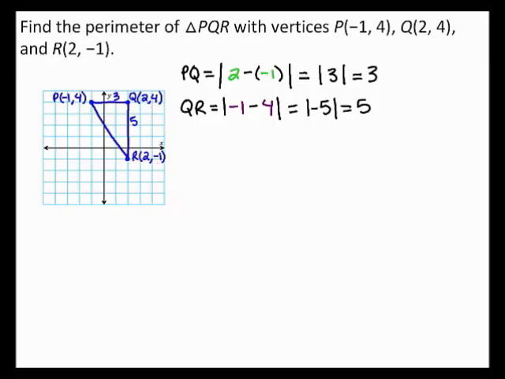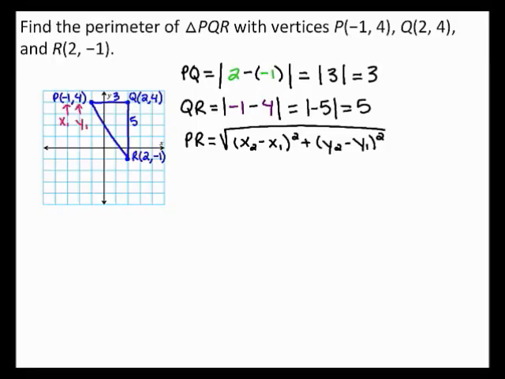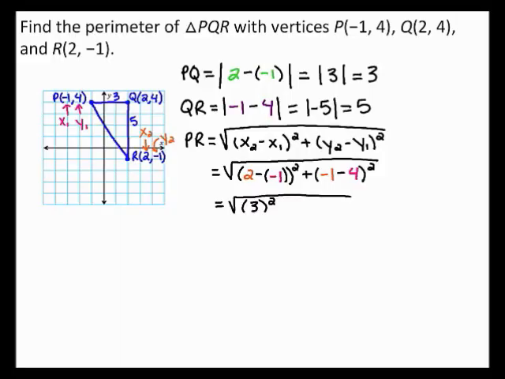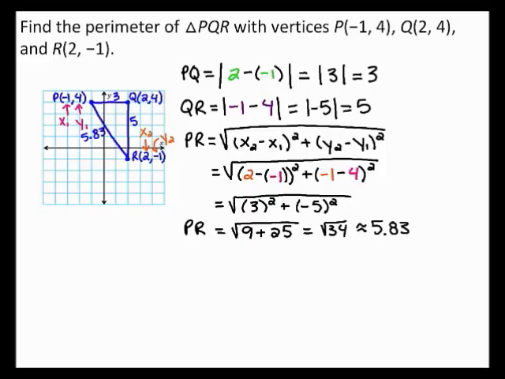To find the length of side PR, you can use the distance formula. Let x1 equal -1, y1 equal 4, x2 equal 2, and y2 equal -1. You can substitute these values into the distance formula. When you simplify, 2 minus -1 gives you 3, and -1 minus 4 gives you -5. 3 squared gives you 9, and (-5) squared gives you 25. 9 plus 25 gives you 34. So, the length of side PR is equal to the square root of 34, which is approximately equal to 5.83.